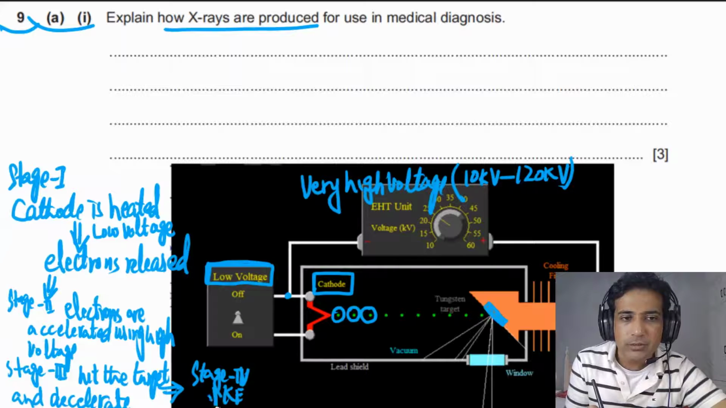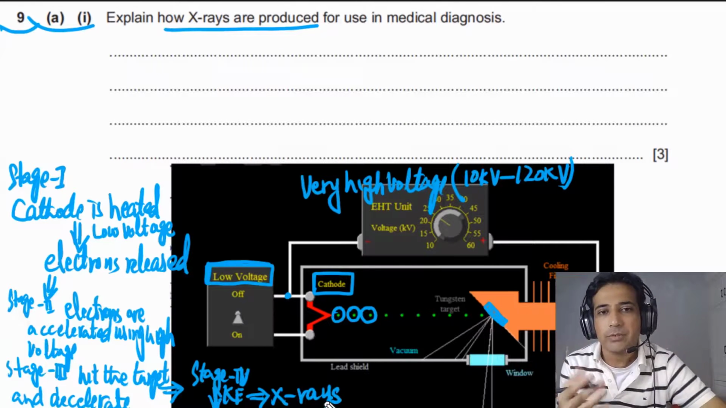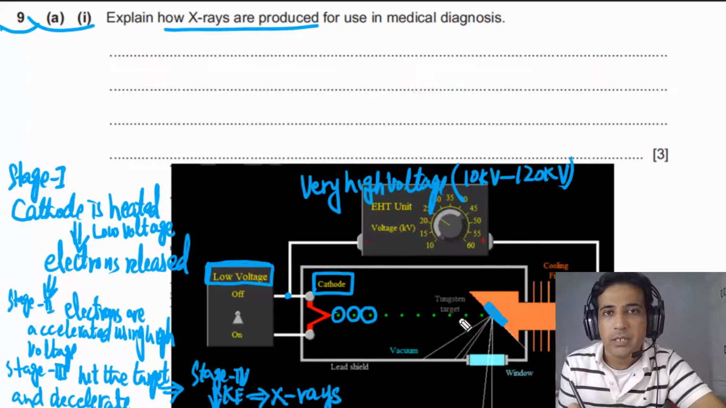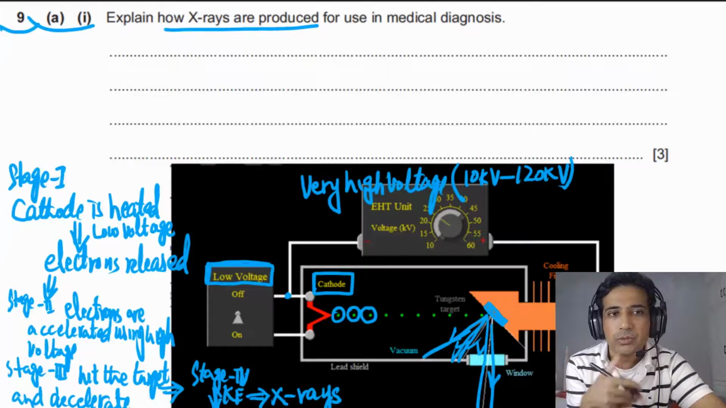The kinetic energy of electrons will decrease, and this decreasing kinetic energy will be converted into X-rays. It simply means that the kinetic energy of electrons will be converted into X-rays. This is how X-rays are produced. These are X-rays. So X-rays are produced simply by decelerating accelerated electrons. So this is the process you need to understand about the production of X-rays.